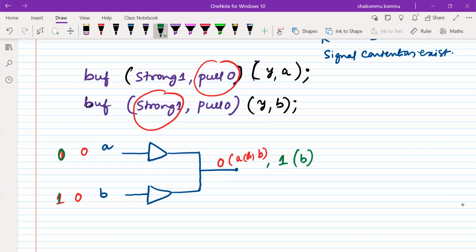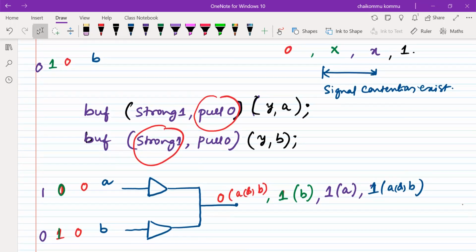Now, what is the next one? Consider 1, 0, for example. What will it take? Strong 1 means it will take 1 as the output, but it is taken from A. What is the next one? 1, 1. It can be anything, A or B. So in the initial case, two things were unknown, because signal contention existed, but here we have resolved the problem of signal contention. That's how we can reduce the problem of signal contention, by assigning signal strengths or strength levels to logic values.